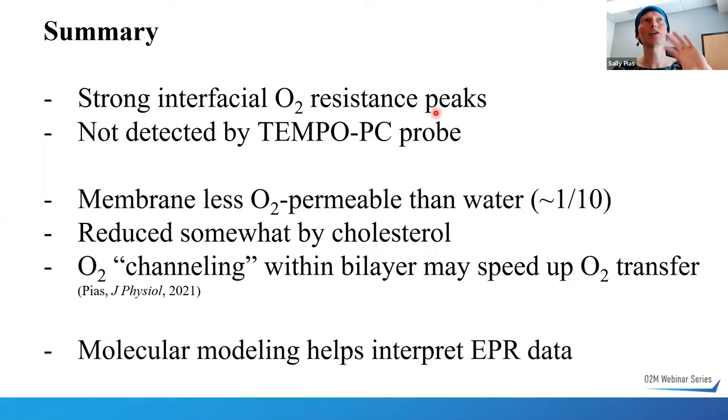But it was assumed that the interfacial resistances were within the integral, so that they were catching them. Because of the presence of the TPC probe, or tempocholine probe, which was meant to be targeting the head group region, we find that that major interfacial resistance is not detected by the tempo probe. And as a result, we find that the membrane is less oxygen permeable than water. And we estimate here that it's by a factor of 10 less permeable, and that there's somewhat of a reduction by cholesterol.